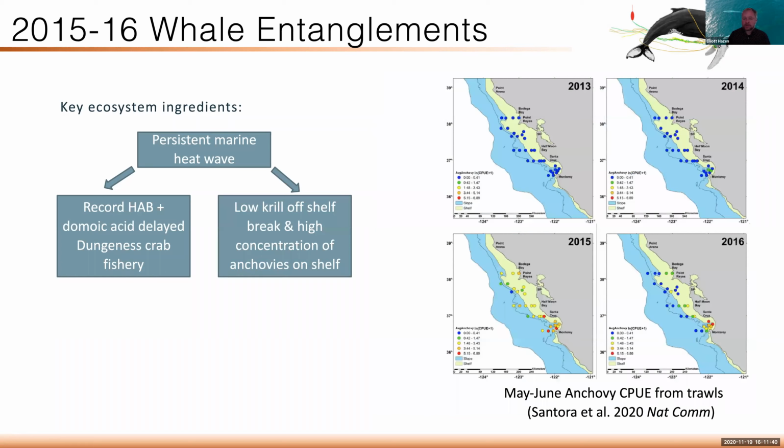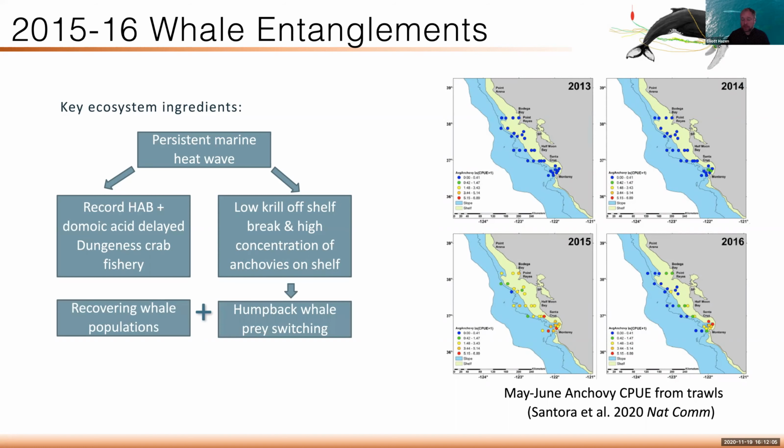Another important point was the prey distributions. In these years, 2013 through 16, you can see how, particularly in 15 and 16, there was an increase in these red points, an increase in anchovy near Monterey Bay. And at the same time, there was low krill density off shelf. What this meant is you had a high concentration of fish prey for those fish-foraging whales and a low concentration of krill offshore, essentially resulting in humpback whales prey switching, along with recovering whale populations.